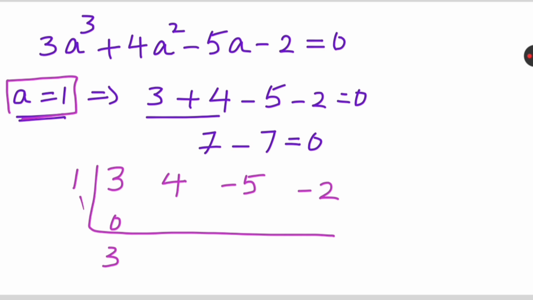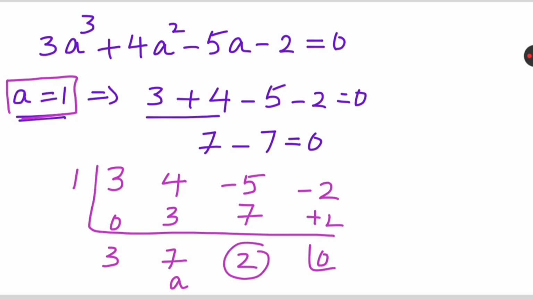Then multiply diagonally. 1 times 3 is 3, so 4 plus 3 gives 7. Then 1 times 7 is 7, so write 7 here. Then 7 minus 5 gives 2. Then 1 times 2 gives 2, and minus 2 plus 2 gives 0. So this is the constant term, this is the a coefficient, and this is the a² coefficient. So we get 3a² + 7a + 2 = 0.